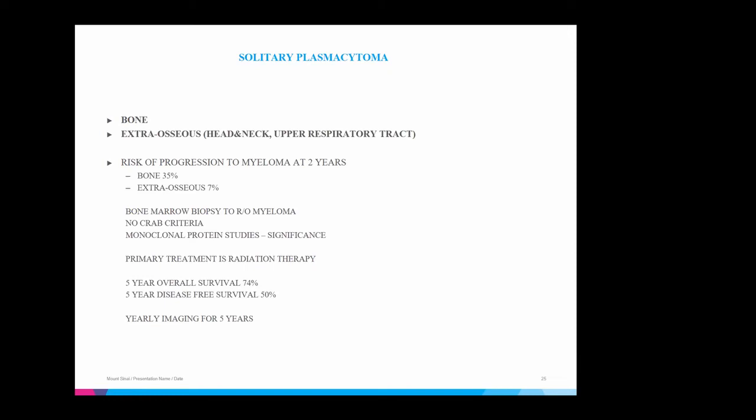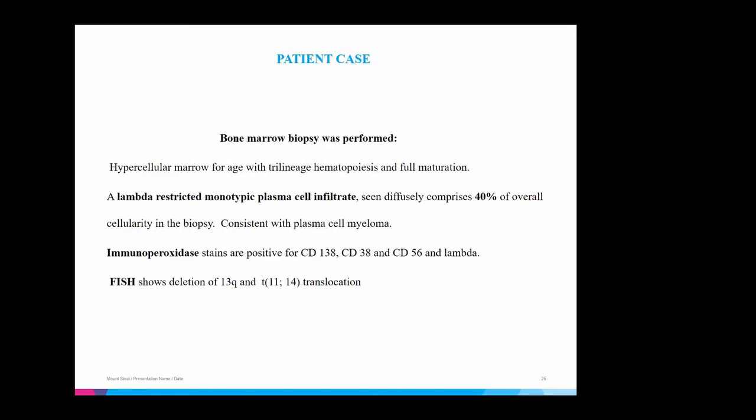And the significance is that if they're treated with radiation therapy, which is the primary treatment, the monoclonal protein should disappear. And if the monoclonal protein reappears, then you have to be concerned that the patient actually has progressed to myeloma, which does happen. These patients generally do pretty well. They need to have yearly imaging of whatever area was originally involved for 5 years before they can be considered cured. So let's go back to our patient case for a minute.